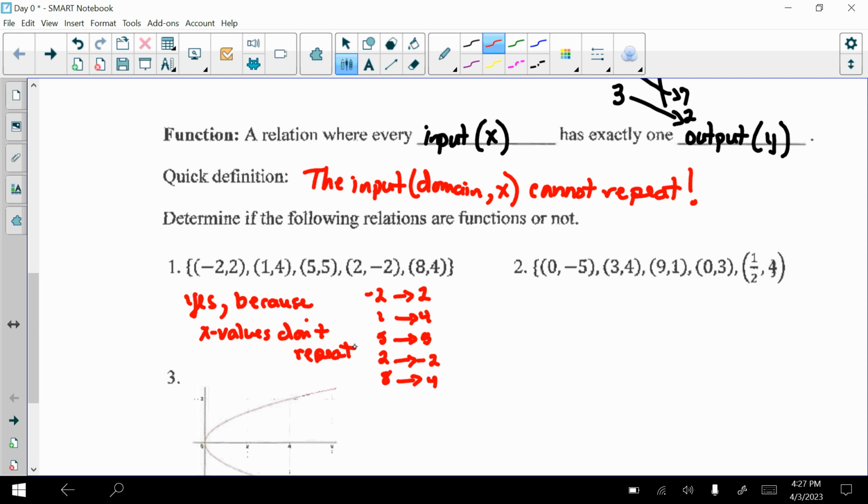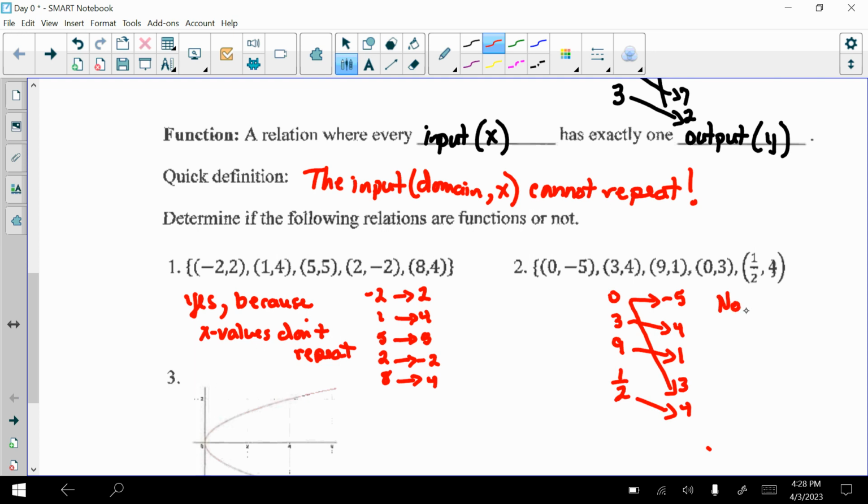Okay, so for this one, if I pull out my domain or my x values, I have 0, 3, 9. I have 0 again, so I'm not going to write it down, and 1/2. For my output, I have -5, 4, 1, 3, and 4. So 0 is matched with -5, 3 is matched up with 4, 9 is with 1, but then 0 is also matched up with 3, and 1/2 is matched up with 4.